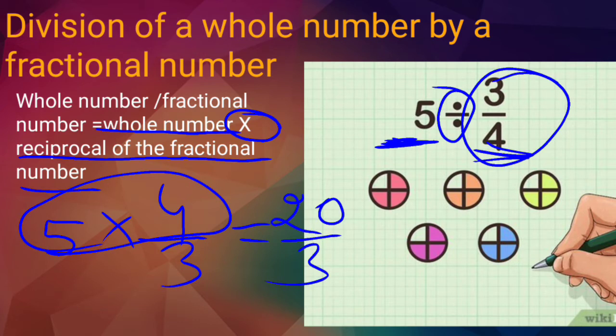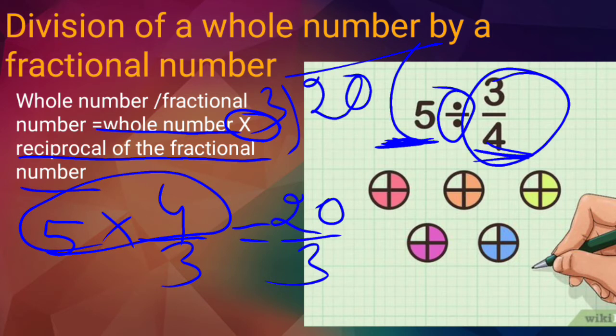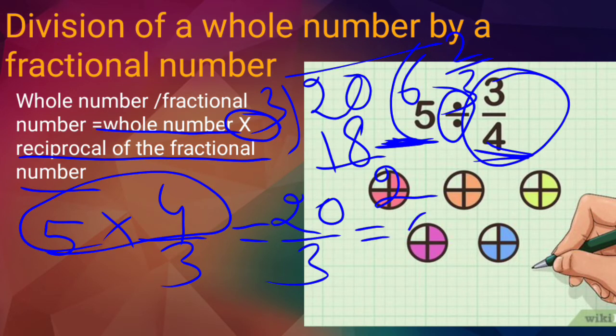So 20 upon 3 is an improper fraction, so again you will write it as a mixed fraction. How will you write it? You simply divide 20 by 3. In the short form, 3 fives are 15, 3 sixes are 18. Then you get remainder 2. So how will you write? 6 and 2 upon 3.